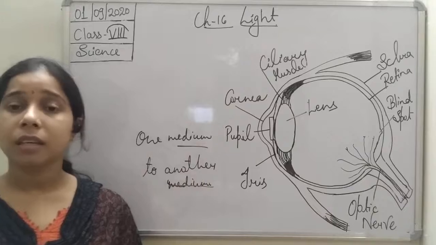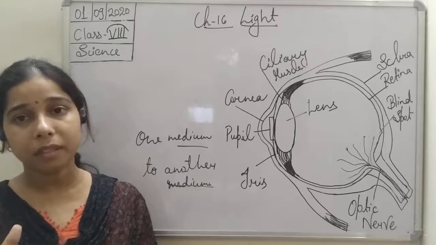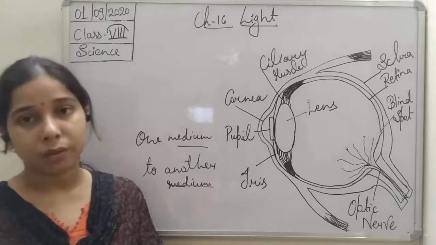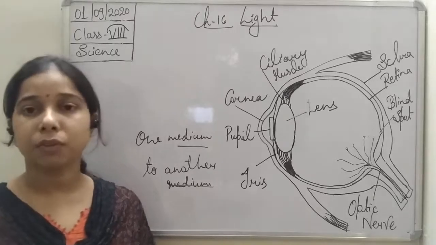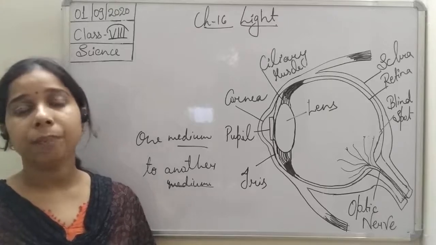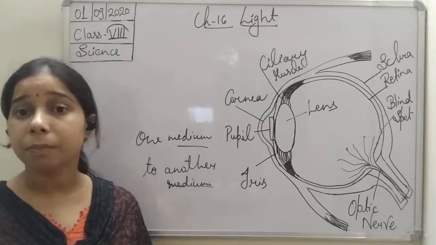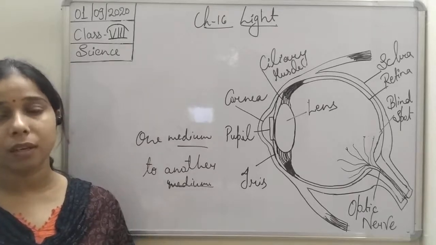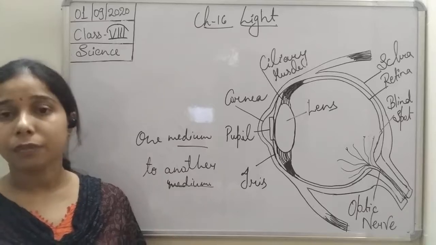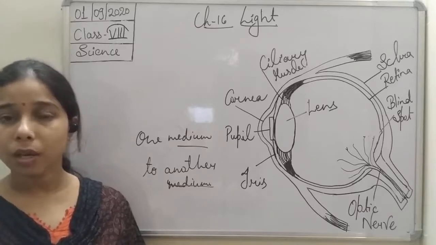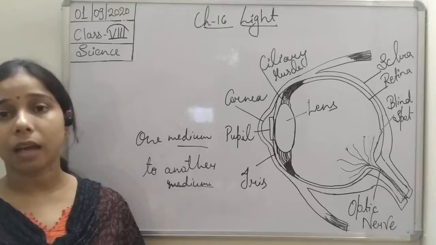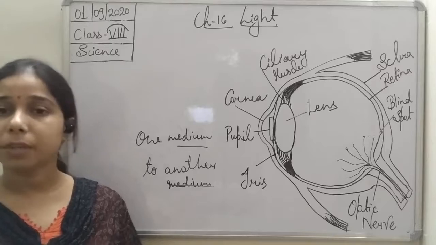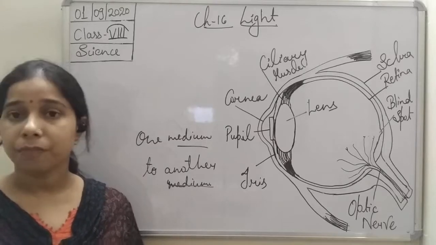And when light rays pass from one medium to another medium, students, like from air to glass or air to water, then there will be an effect on the speed of the light. So the speed of light will decrease if it is moving in a solid medium, and it will be more when it is moving in a gas. So we can say the speed of light varies with the medium. If the medium changes, the speed of light will also change.